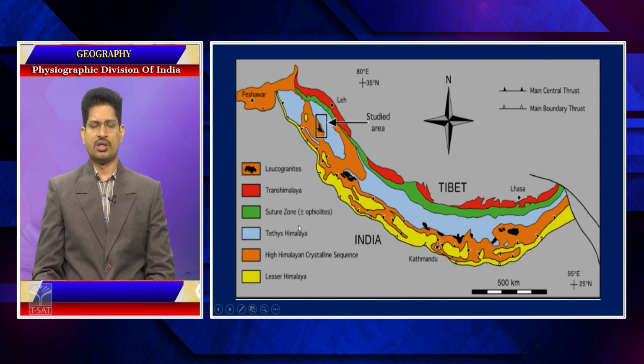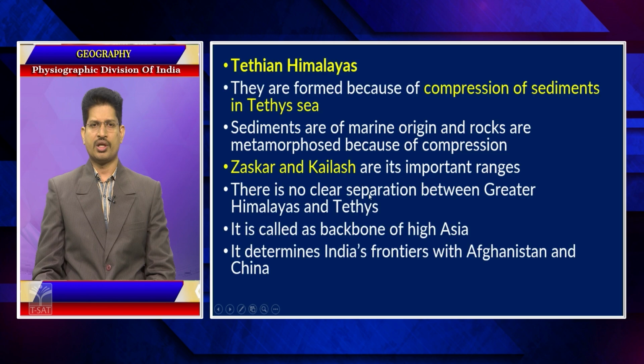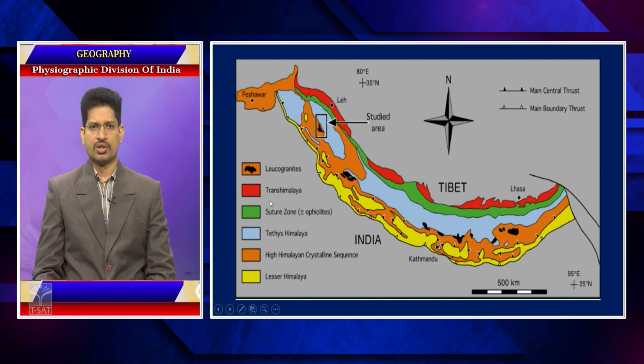So this is the 5th stage, the Trans-Himalayas. The Trans-Himalayas extend around 1600 kilometers, with mountain ranges extending in a west-east direction parallel to the main Himalayan ranges. Here, this Trans-Himalayas is given in the red marked zone. These are the Himalayas which are to the north, which are described as Trans-Himalayas.